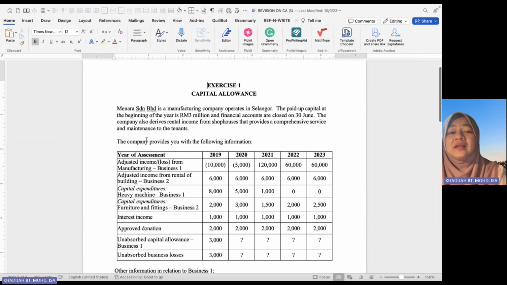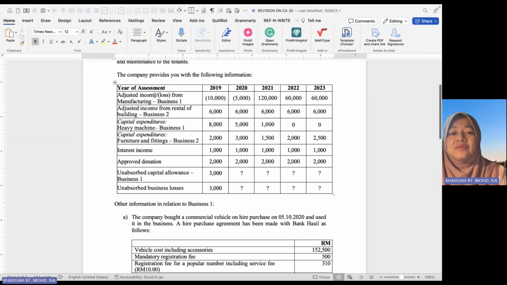So what you have to do is, you are given adjusted income. So you have business 1, and then you have adjusted income also from business 2, because this one is rental of building. So it's not a section 4D. Rental income is an income from section 4A. Even though it's rental, it is section 4A income. Then you have capital expenditure for business 1, capital expenditure for business 2. Then you have interest income, approved donation. You also have unabsorbed business loss.